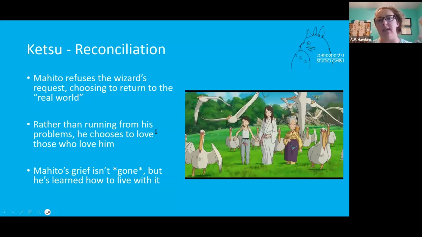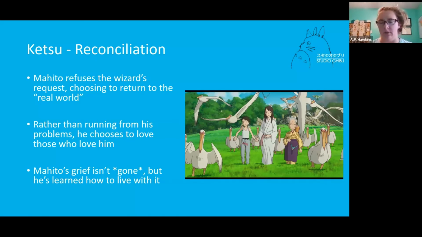And so this is where we enter the ketsu, the reconciliation. He refuses the wizard's request and chooses to return to the real world because he has learned over the course of his journey, seeing how his actions hurt his stepmother and having that kind of closure with his own mother, he has learned how to live with his own grief instead of running away from it.